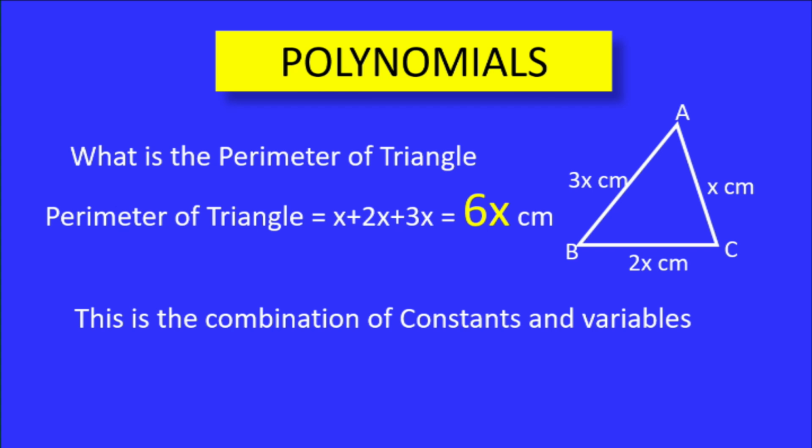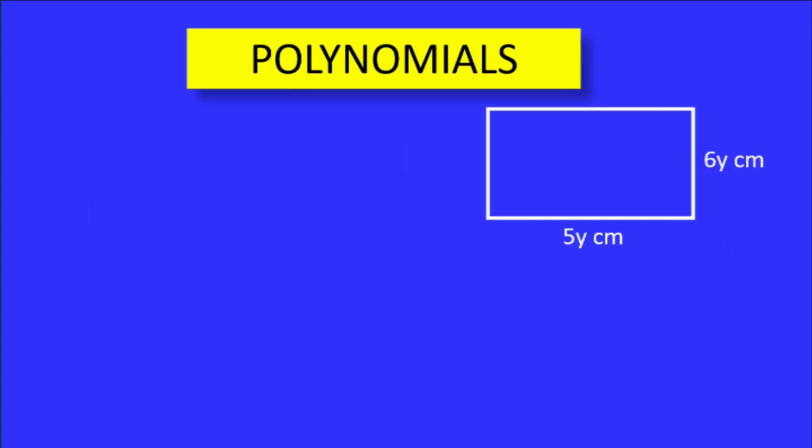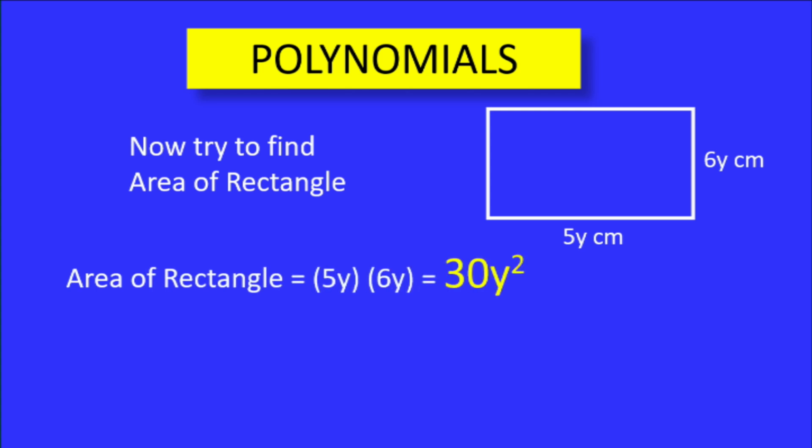Let us see one more example. Now, I have taken one rectangle whose sides are 6y centimeters and 5y centimeters. Can you find the area of this rectangular field? The area of the rectangular field is length into breadth. So the area becomes 5y into 6y, which gives us 30y square. Here also we have a combination of constants and variables.